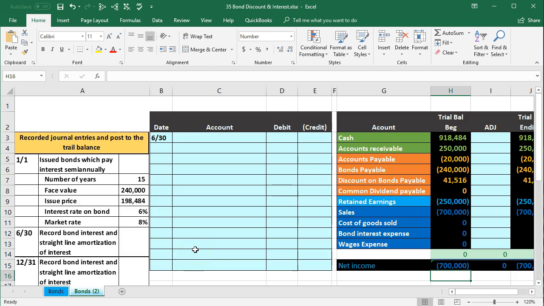In this presentation, we will calculate the amortization of a discount and the recording of the reduction of the discount, as well as interest on bonds issued at a discount.